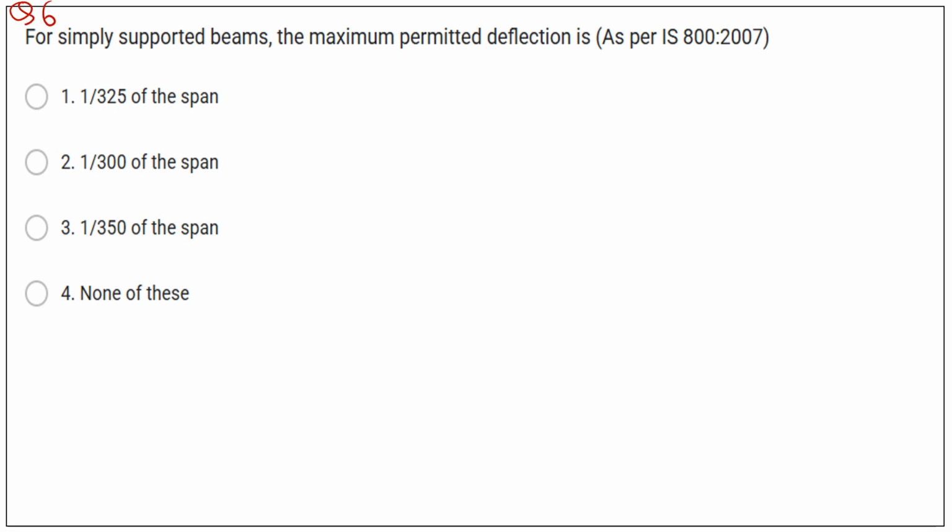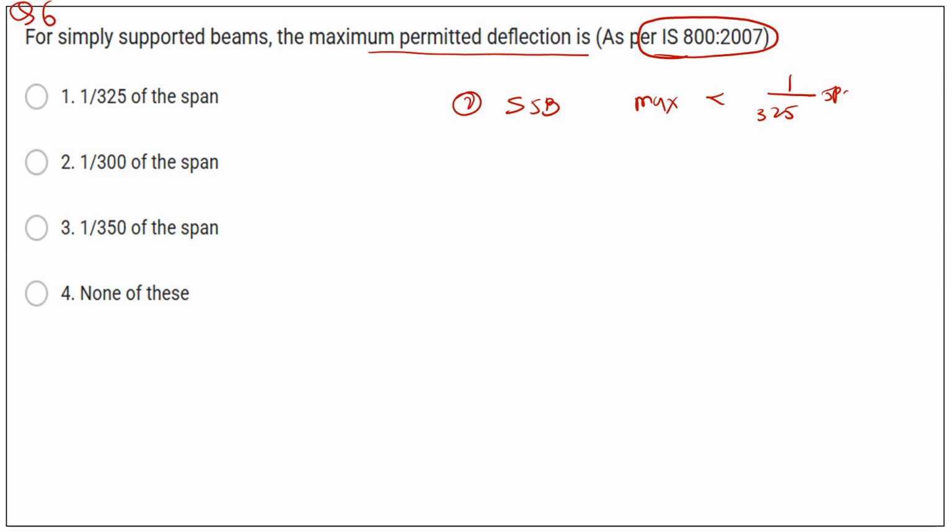Then question number 6. For a simply supported beam, the maximum permitted deflection is as per IS 800-2007. In the second question, we discussed the vertical deflections in the case of a cantilever beam and a simply supported beam. And in that question, I mentioned that in the case of a simply supported beam, the maximum deflection should be less than 1 by 325 of span.